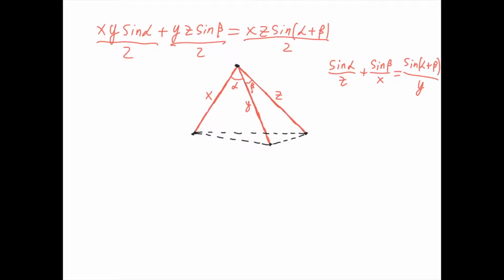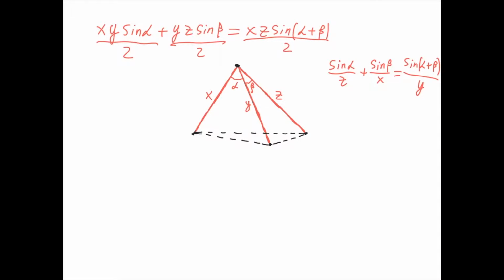Indeed, suppose that we don't know if this point and this point lie on the straight line, so they might as well be vertices of a triangle like this. And consider the area of this quadrilateral. It could be expressed as the area of this triangle, which is x times y times sine of alpha divided by 2, plus the area of this triangle, which is y times z times sine of beta divided by 2.